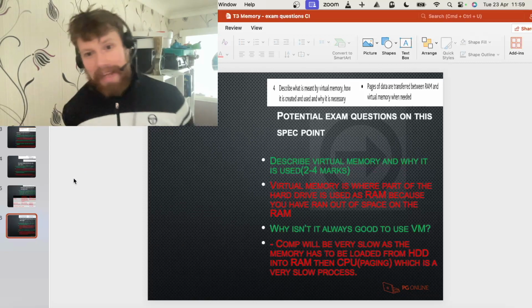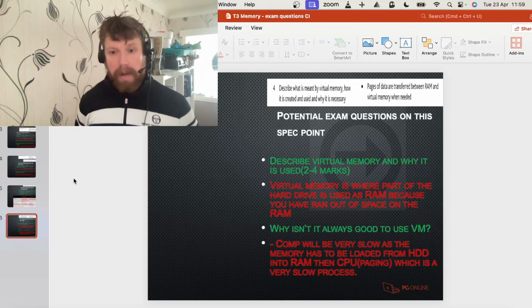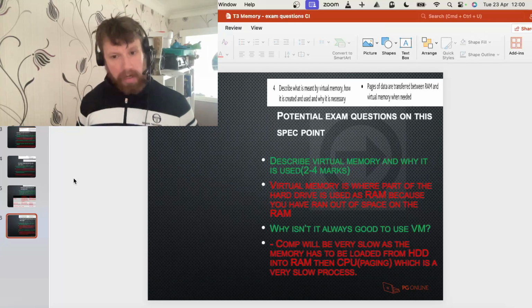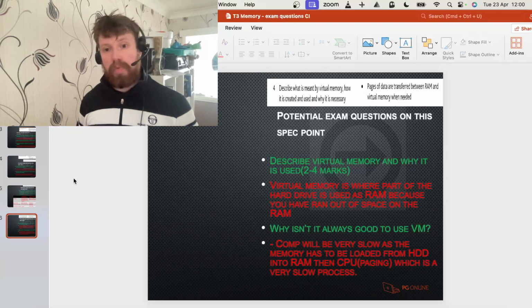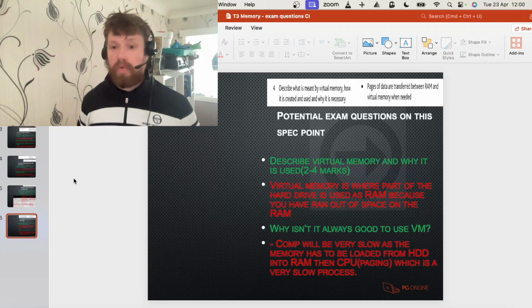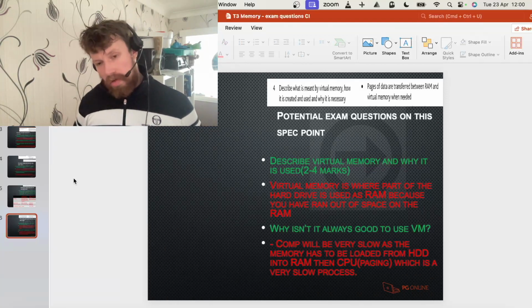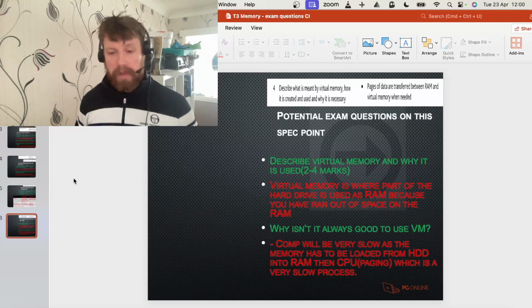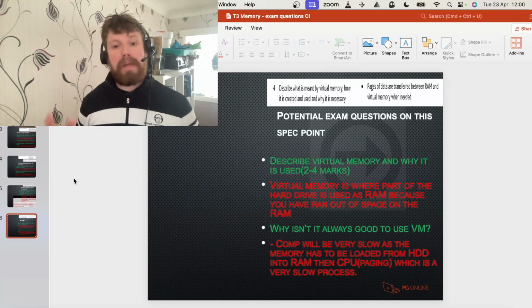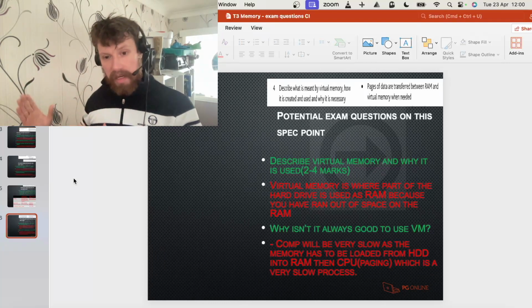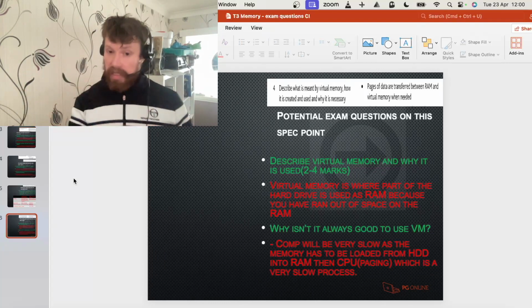The final spec point for today is looking at virtual memory and why we use it. Virtual memory is when we use part of the hard drive as RAM because we've run out of space on the RAM. What the question may follow on to ask is why it isn't always good to use virtual memory. It's okay to use for small periods of time, but the computer will be very slow, as memory has to be loaded from the HDD into RAM and then into the CPU.